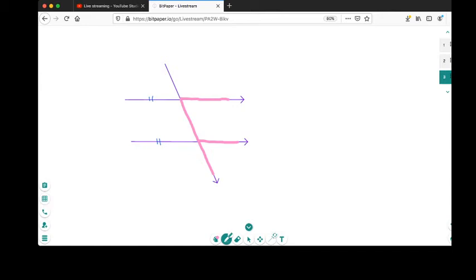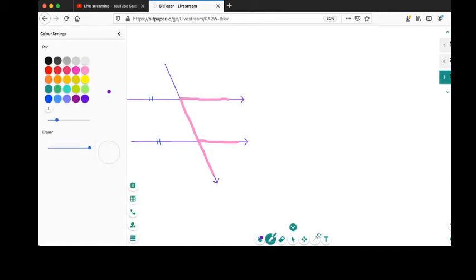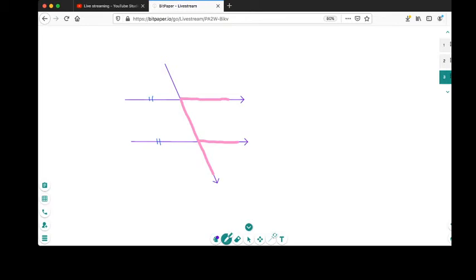And again, these rules only apply when the two lines that are being intersected by another line are parallel. Otherwise, these rules don't really apply. So let's discuss what the F pattern means. So let's say that this here is angle A.